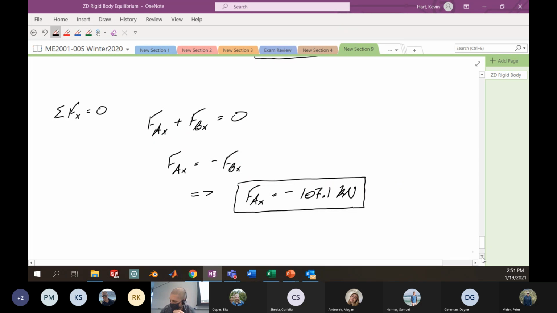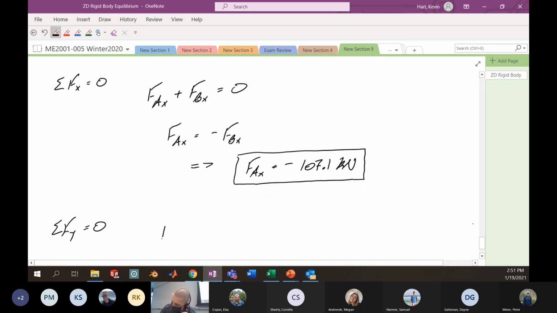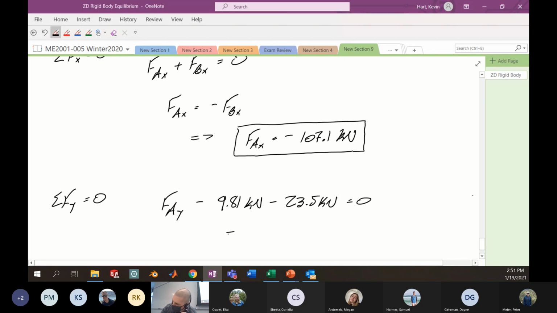All right. I realize we're 1 minute late. Apologies. Let's just run through the force in the y direction quickly. This is pretty easy. You have that the force acting at A in the y direction, your last unknown, minus the weight of the object, 9.81 kilonewtons, minus the load, 23.5 kilonewtons, equal to 0. You work through this, and the reaction force at A in the y direction is 33.3 kilonewtons.